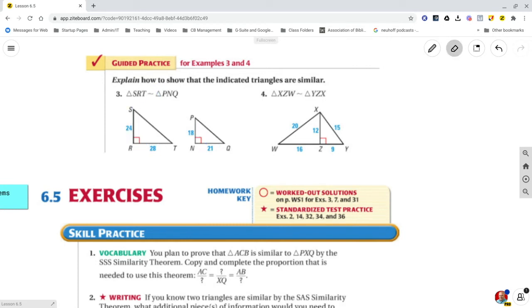In this last example, I have three sides there, I have three sides there, and I would just evaluate to see if side side side works. I would have to do the ratio of short to short, medium to medium, and long to long to determine whether or not those two triangles would be similar as well. So again, I can be using either angle-angle, side angle side, or side side side in order to show that triangles are going to be similar to each other.